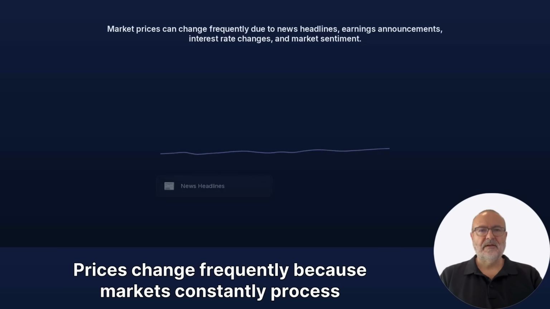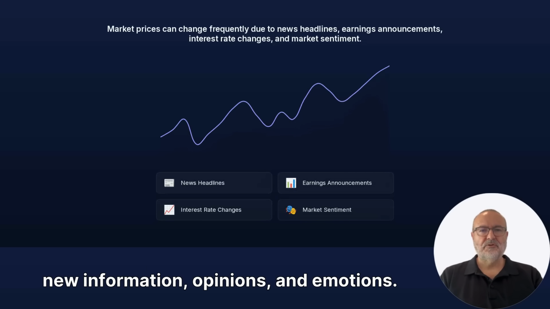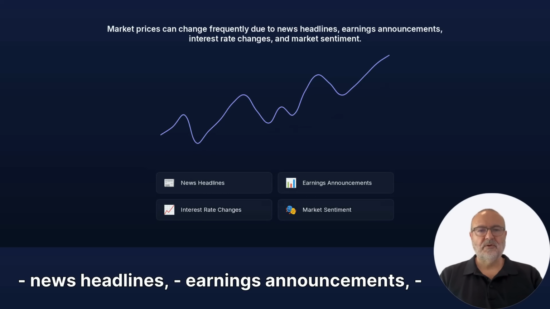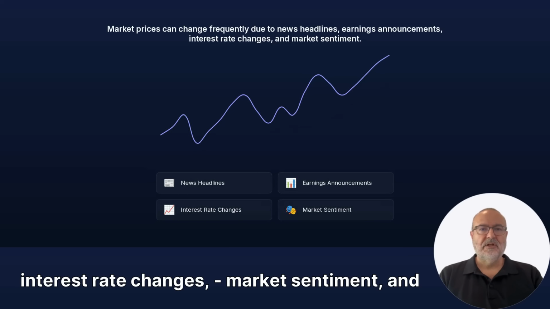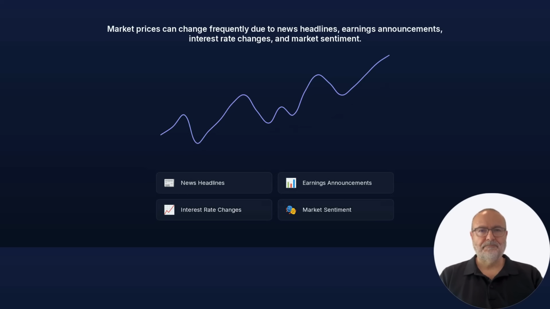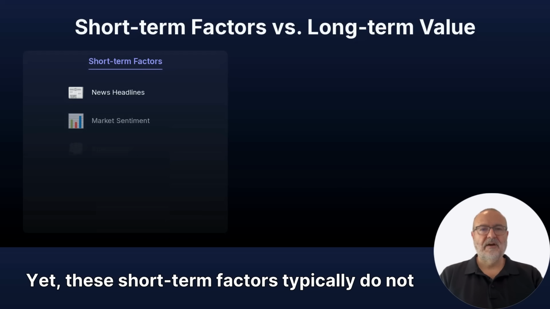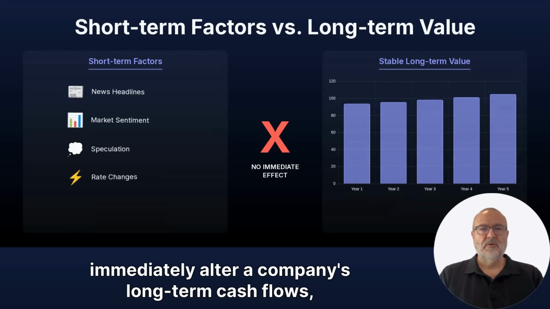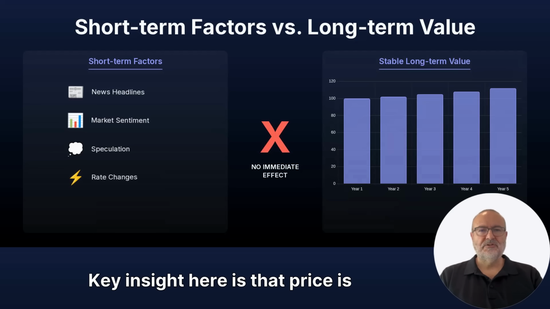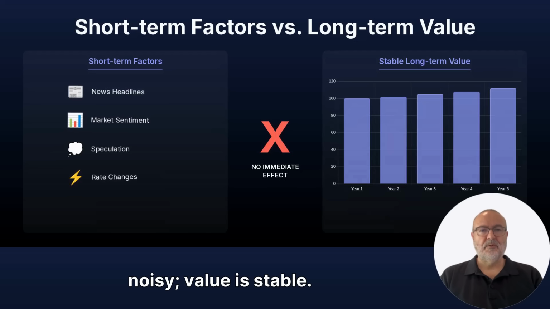Prices change frequently because markets constantly process new information, opinions, and emotions. Common drivers of short-term price changes include news headlines, earnings announcements, interest rate changes, market sentiment, and speculation and momentum trading. Yet, these short-term factors typically do not immediately alter a company's long-term cash flows, meaning value remains stable. Key insight here is that price is noisy, value is stable.